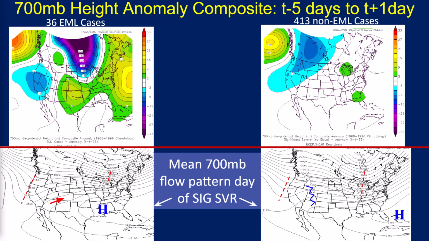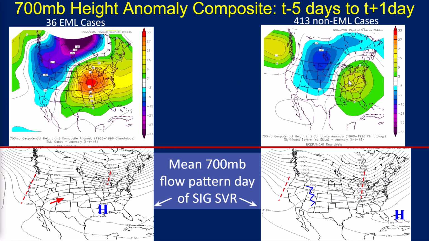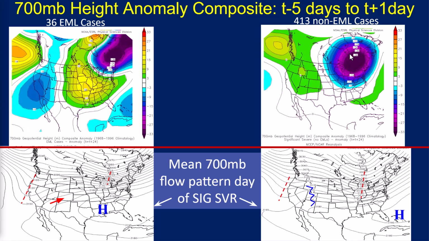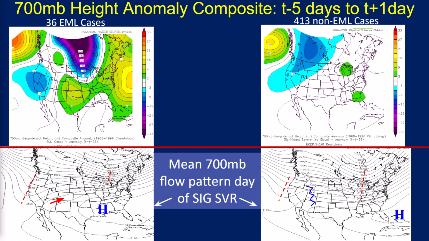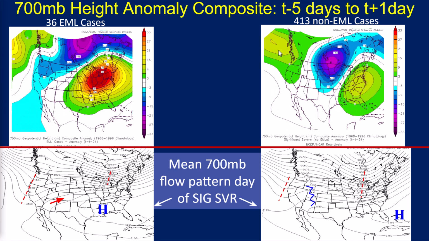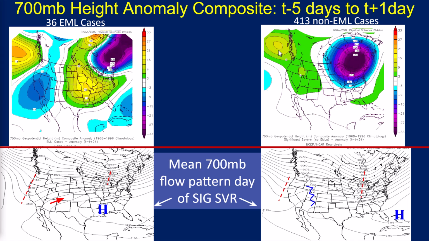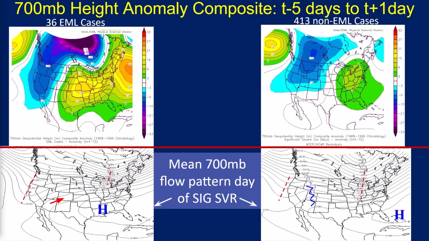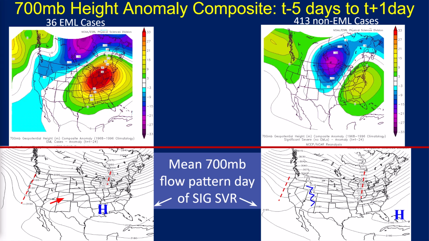The non-EML significant severe composite is associated with a strong, higher amplitude 700 millibar trough axis, with a wave train of positive and negative height anomaly couplets. One can also see the digging nature of the 700 millibar trough across the north-central United States in the non-EML 700 millibar height anomaly loop.